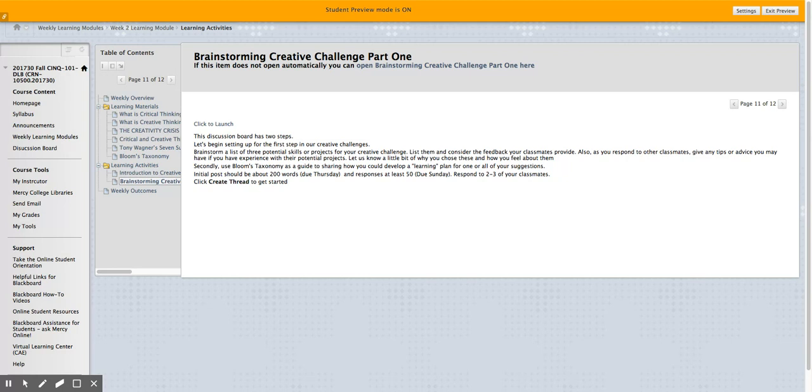Secondly, use Bloom's taxonomy as a guide to sharing how you could develop a learning plan. So use that guide. First, we remember things and we evaluate and so on and so forth for one or all of your suggestions. Maybe working through all the suggestions briefly will help you decide which path or which skill you want to take on, or maybe develop one learning plan for the one you feel closest to and are most connected to and probably will go forward with.